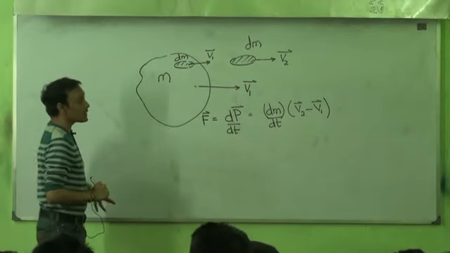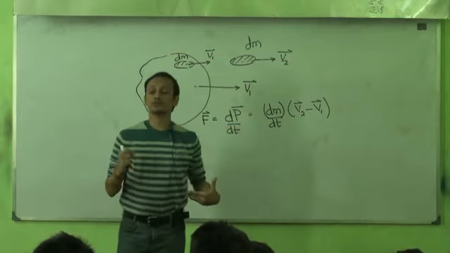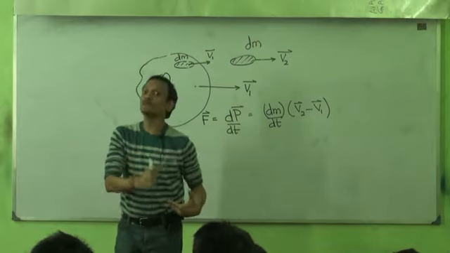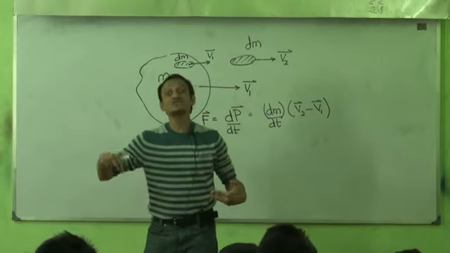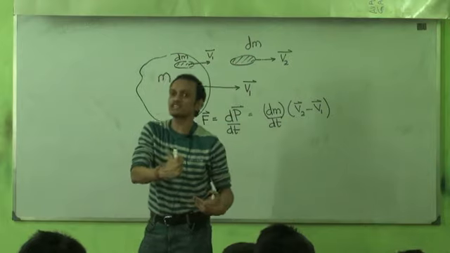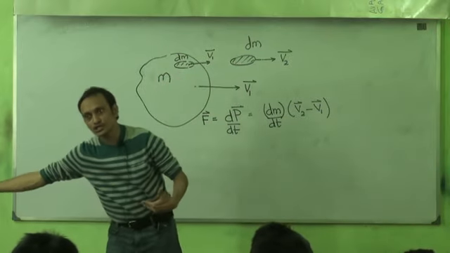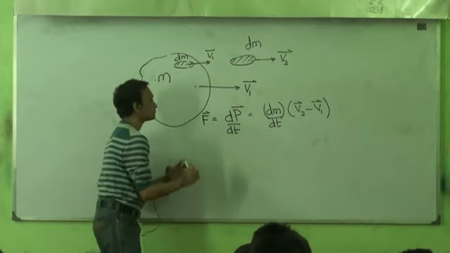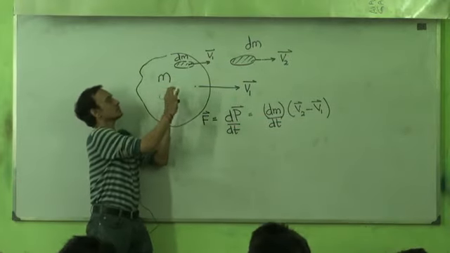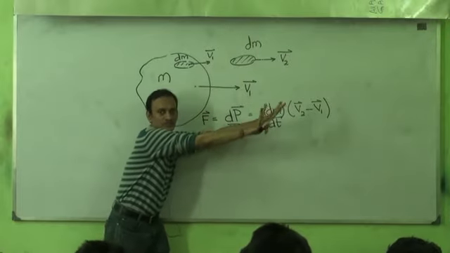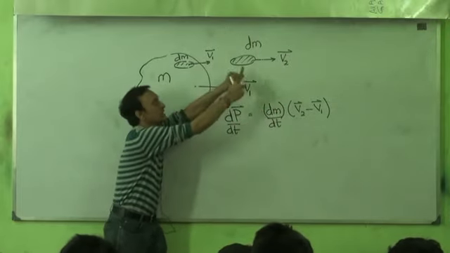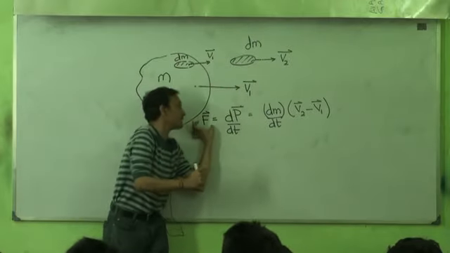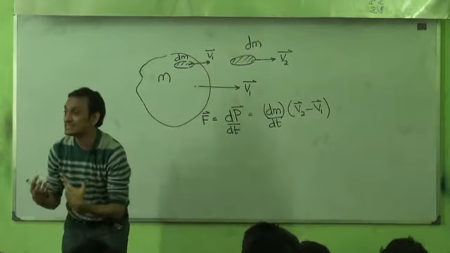Which means, if this is the force that the system exerted on the expelled masses, then from Newton's third law, the expelled mass must have exerted an equal and opposite force on the system, right? The system, to give it a velocity v2, exerted a force F on the expelled mass in this direction. The expelled mass will exert on the system a force in this direction, equal in magnitude to F, but oppositely directed.